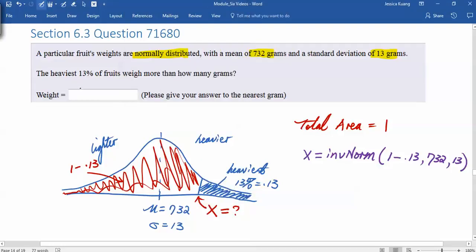Round it to the nearest gram, which means the nearest whole number. I have 747.